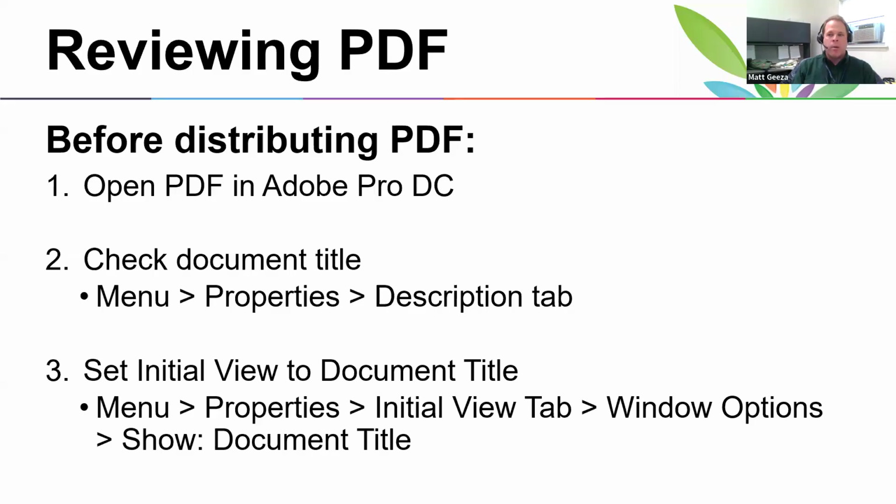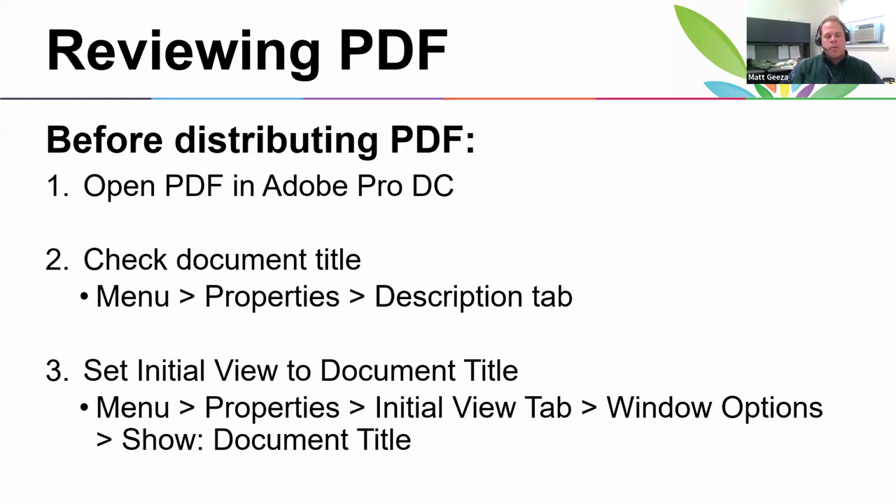And we can do that by going to Menu, Properties, and then clicking on the Description tab. That will confirm, and I'll show you how all of this works, but there will be a window where there's a title field, and we just confirm that there's a document title there. The other thing we want to do in this window is then click on the Initial View tab and make sure that the window option Show Document Title is selected rather than file name.